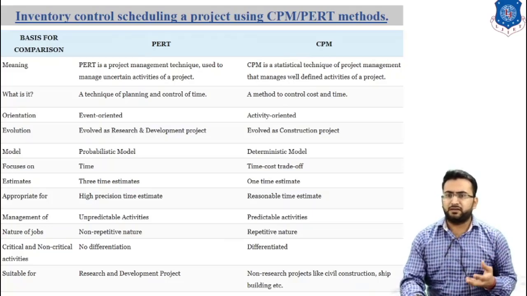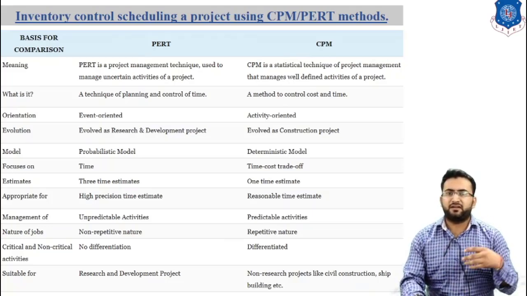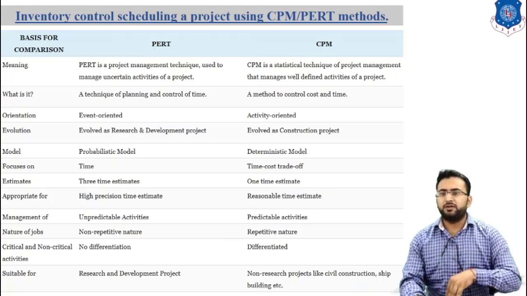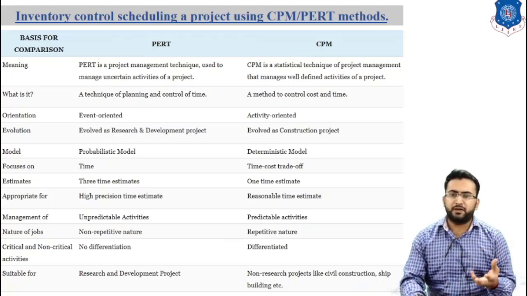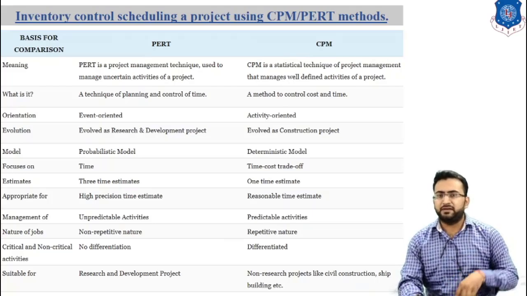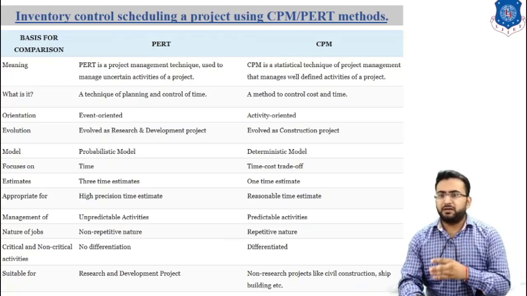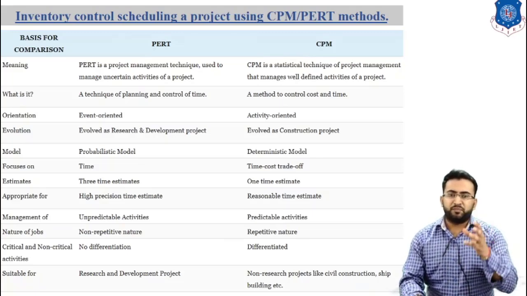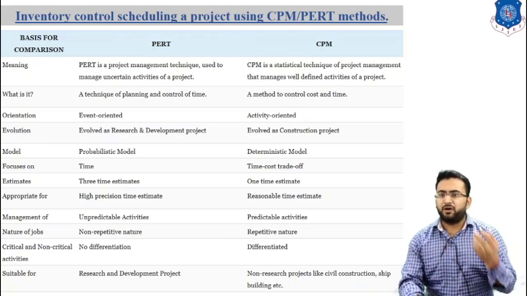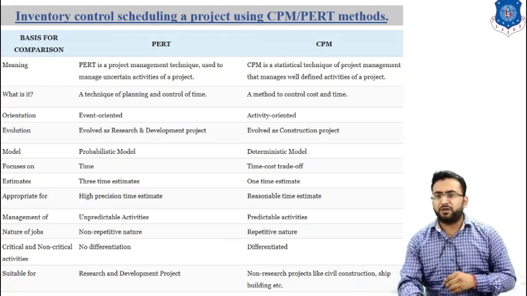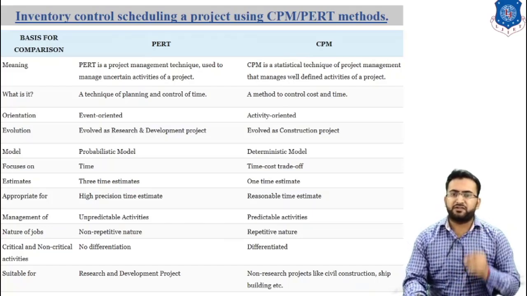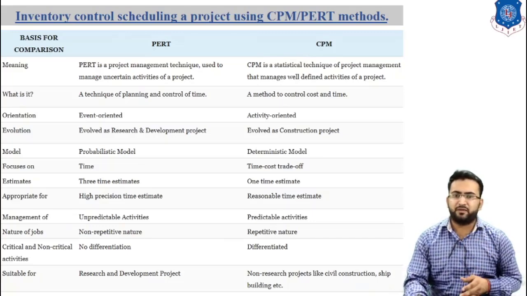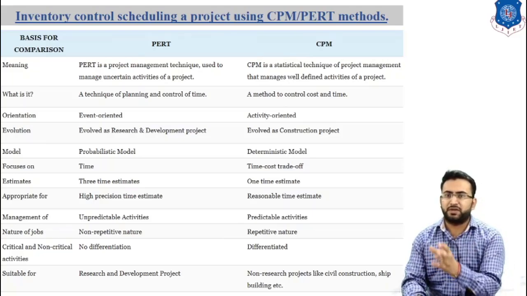Management of PERT is used for unpredictable activities, whereas CPM is used for predictable activities. The nature of the job for PERT is non-repetitive, whereas CPM is repetitive in nature. Critical and non-critical activities are not differentiated in PERT, whereas in CPM they can easily be differentiated. PERT is suitable for research and development programs, whereas CPM is suitable for non-research projects like civil construction, ships and buildings. So this is all about CPM and PERT.